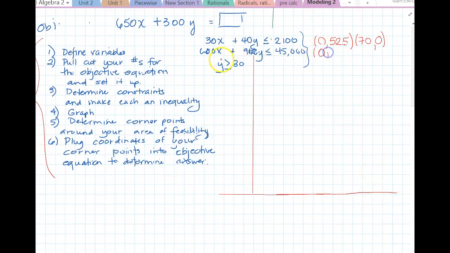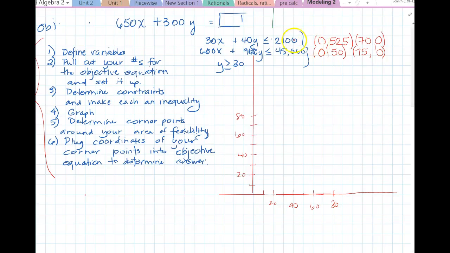If I put 0 in for x, then I get 50 for the y. And if I put 0 in for the y, 900, I get, is it 75 or 72? 75, I think. I'm going to check my math. Okay, so I checked my math and I drew my grid, excuse me. So now I'm going to plot these points.